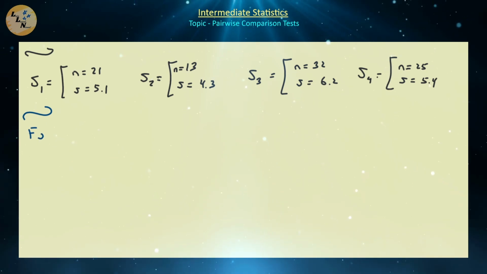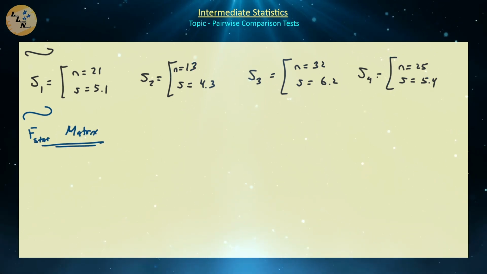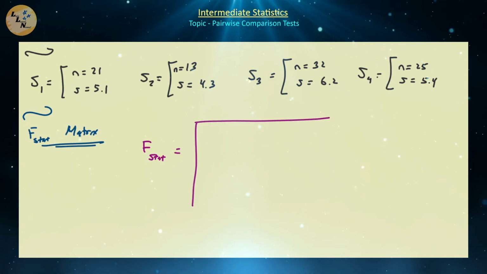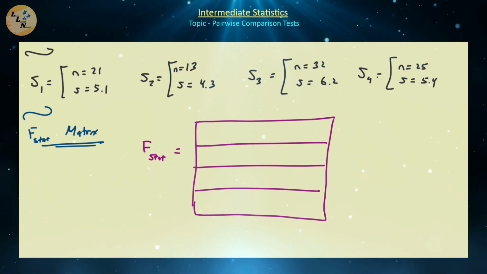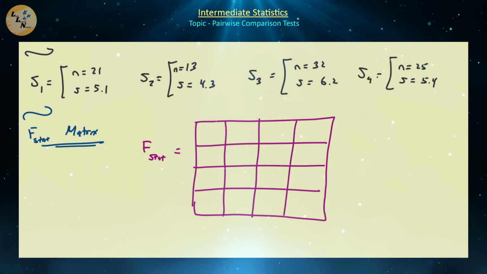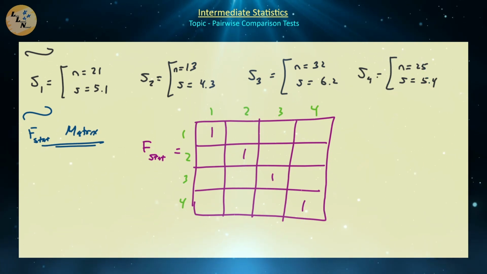So this is what we refer to as an F-test statistic. So an F-stat matrix. The F-stat matrix for this is going to be equal to a 4x4 matrix. So what we're looking at here is, for example, sample 1, 2, 3, 4 versus sample 1, 2, 3, and 4. So we do the F-test statistic, for example, for 1 versus 1, but we already know that those are going to be equal to 1s, because if we divide a variance by itself, then that's just going to be equal to 1.